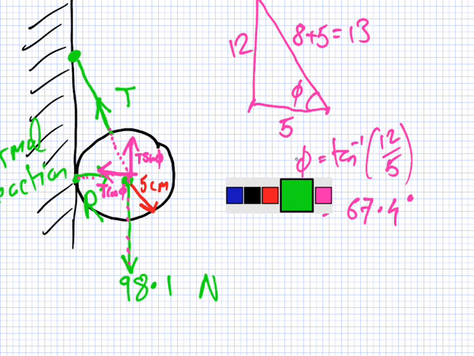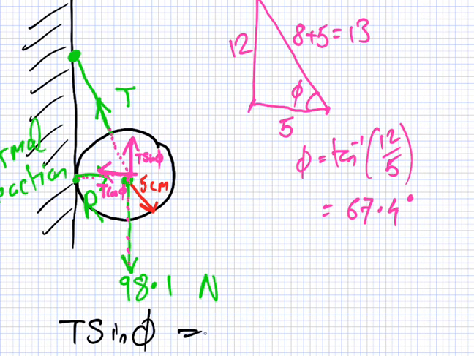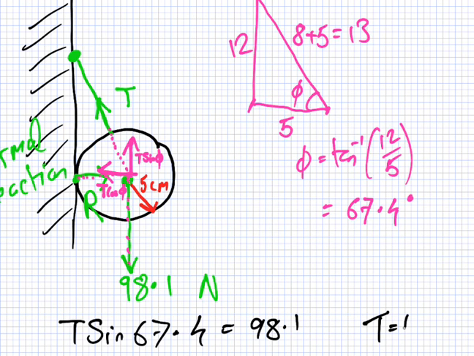Now, you actually have enough information to get to T. T sine phi must equal what? Yeah, which is what? 98.1. Yeah, the up force must equal the down force. Has to, because it's an equilibrium. So, 98.1 divided by sine 67.4, and you're done. T is 106 newtons.